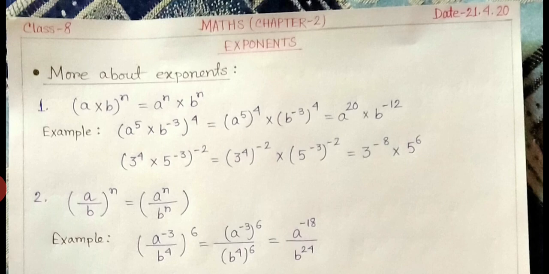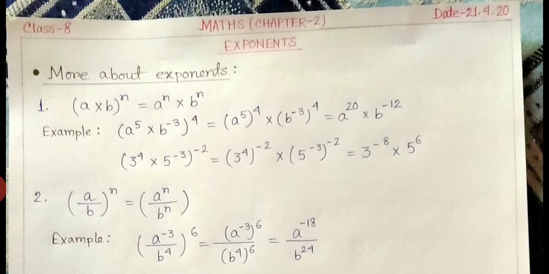For example, (a to the power 5 into b to the power minus 3) whole to the power 4 is equal to (a to the power 5) whole to the power 4 into (b to the power minus 3) whole to the power 4, and this equals a to the power 5 into 4, that means 20, and b to the power minus 3 into 4, that means minus 12.